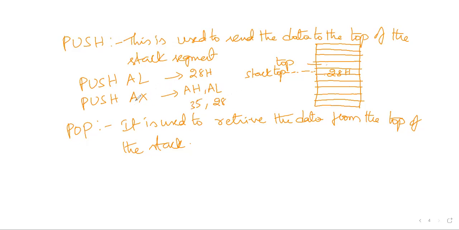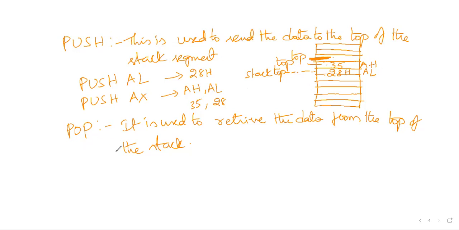So what happens? PUSH AX means first the AL register contents are copied here and it is incremented by 1. Then the 35, the AH contents, are copied. This is the AL register contents, this is the AH register contents. Again it is incremented by 1. So now this is the stack top. This is the PUSH instruction operation.